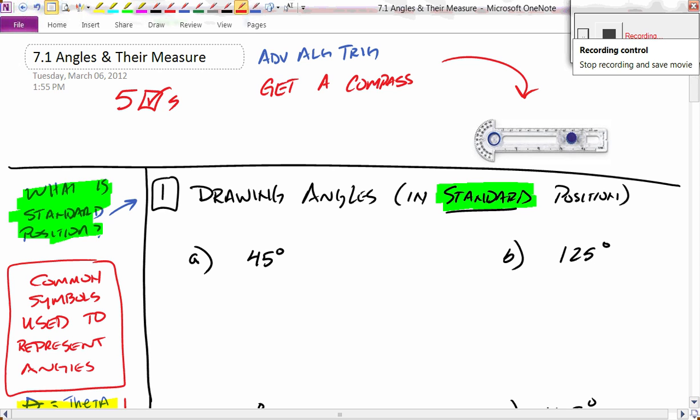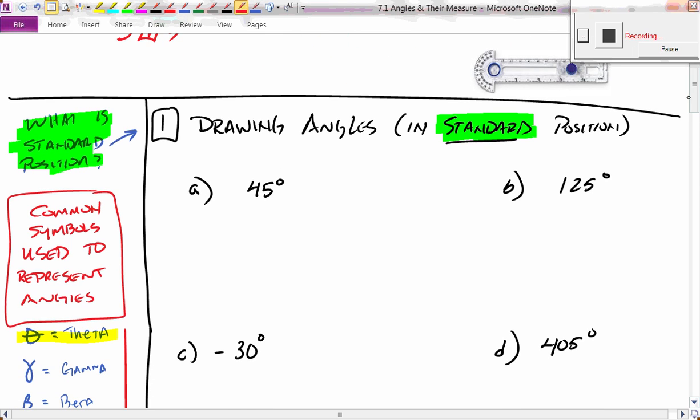In our practice, we're going to draw a couple of angles here, and we're going to draw them in standard position. Standard position means that your first angle is lined up with the x-axis. So here we go. Here's x, here's y. Now an angle is just the joining of two rays with a common vertex, right?